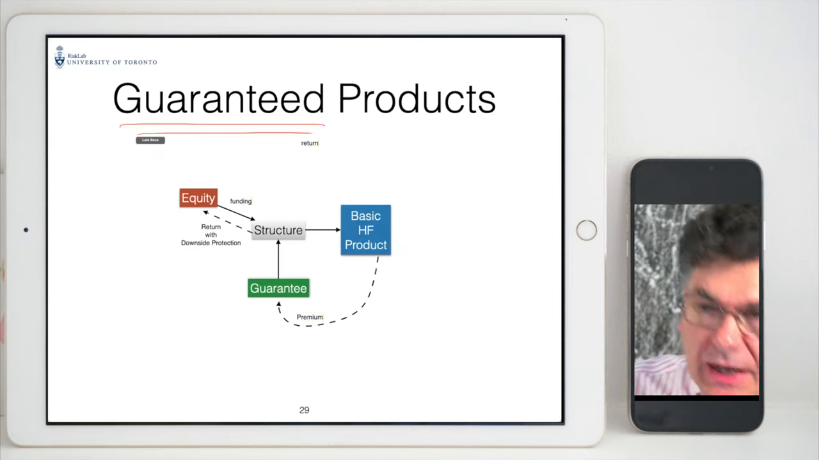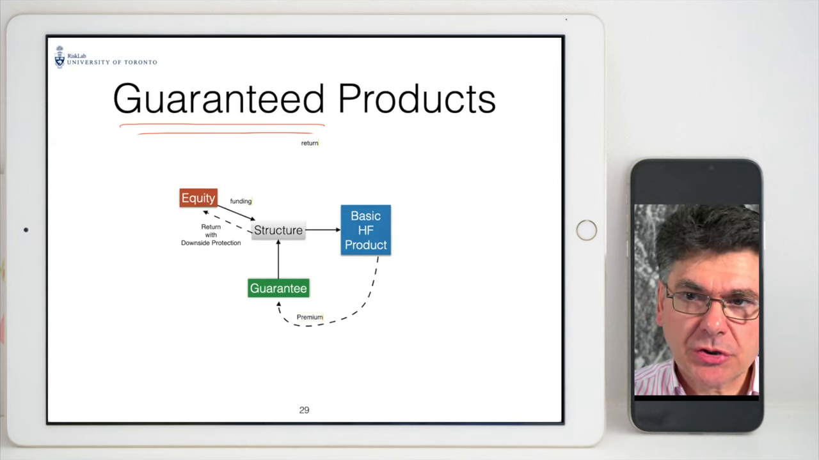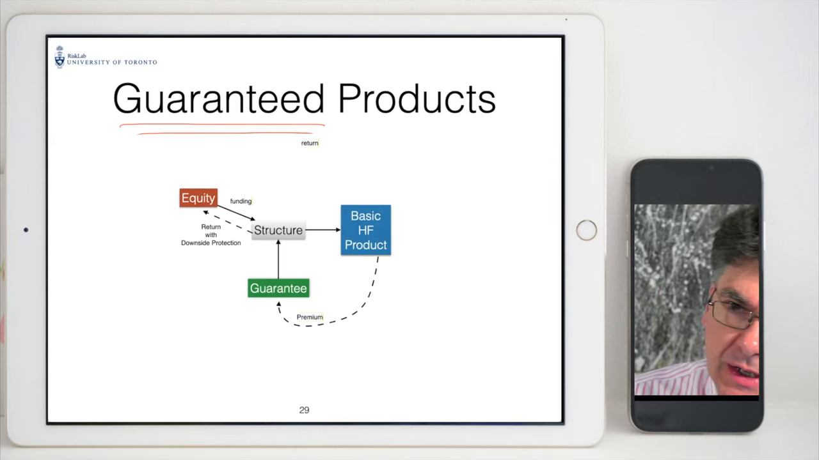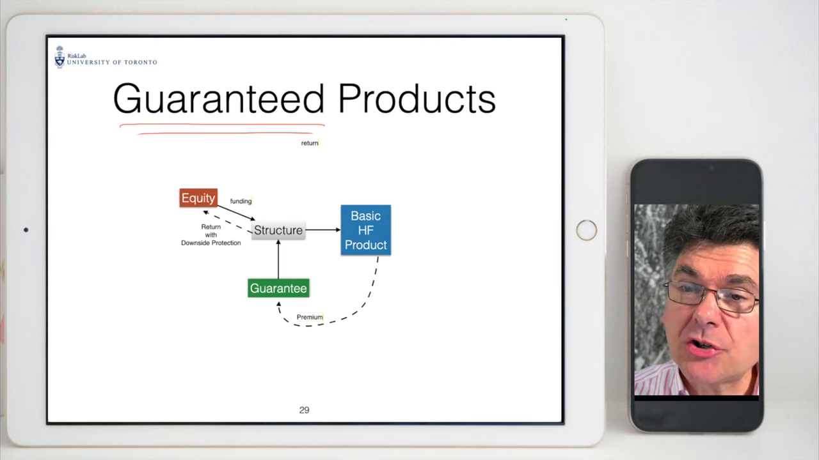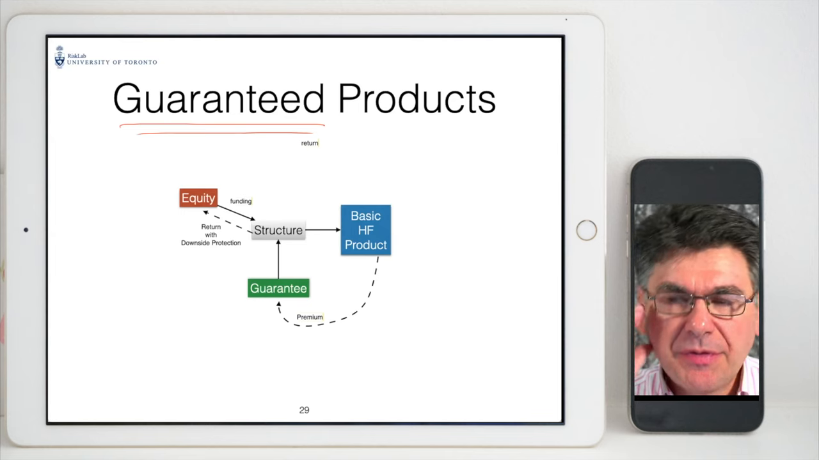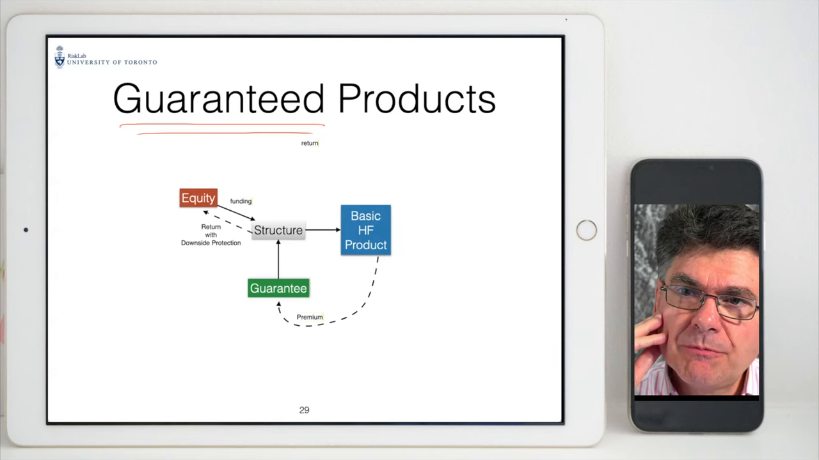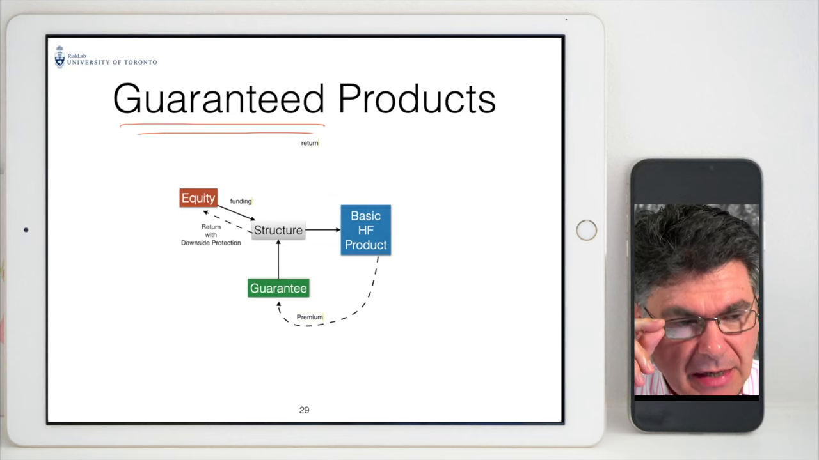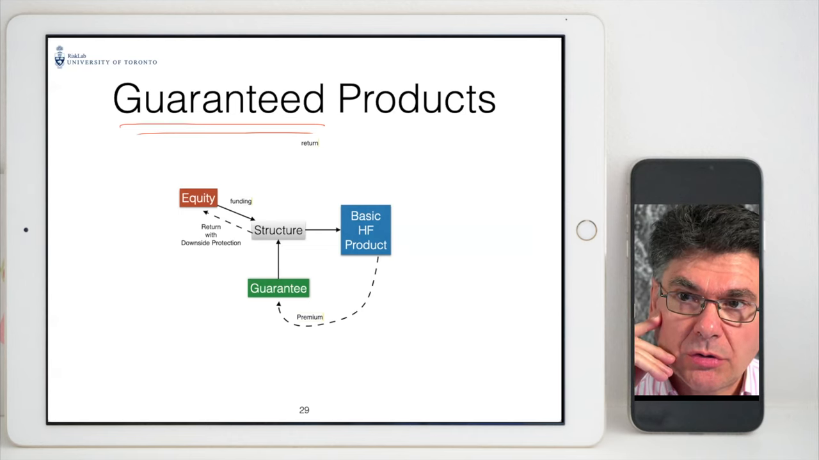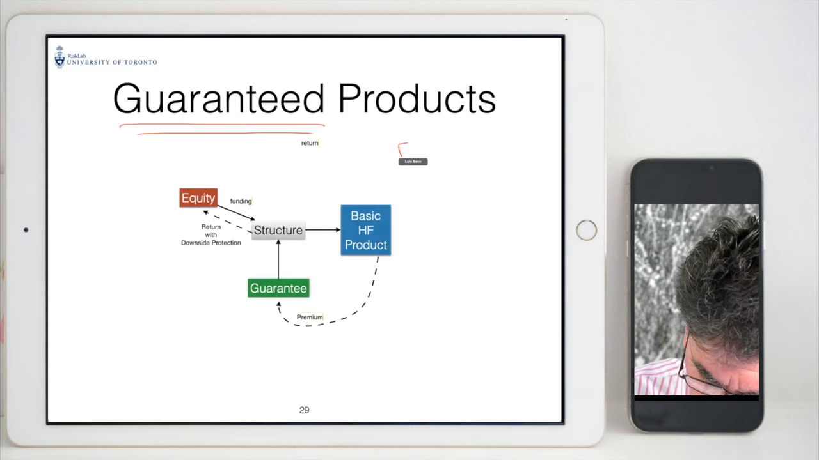Guaranteed products are very commonplace in the investment sector. And what they do is they give investors a guarantee that they will not lose money. These actually have been very popular in North America about a decade ago, especially in the retail sector in North America. And I know that in China, they are very popular also. They are investments for risk-averse people.